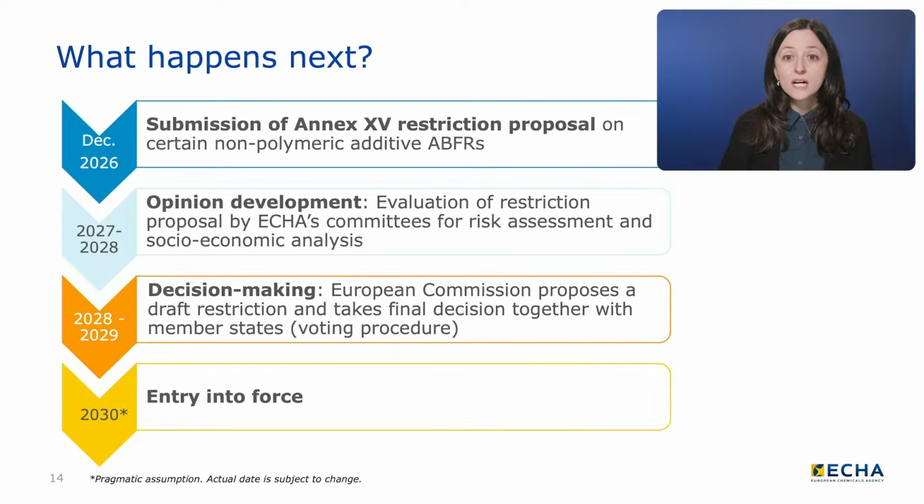Now let's take a quick look at what comes next. The finalized Annex 15 restriction proposal will be submitted for evaluation in December of this year. Following that, during 2027 until somewhere in 2028, ECHA's committees for risk assessment and socioeconomic analysis will evaluate the proposal as part of the opinion development. Next, the decision-making will take place during the following year or so, around 2028 to 2029 as an estimation. During this time, the European Commission will propose a draft restriction and will take the final decision together with member states via a voting procedure.